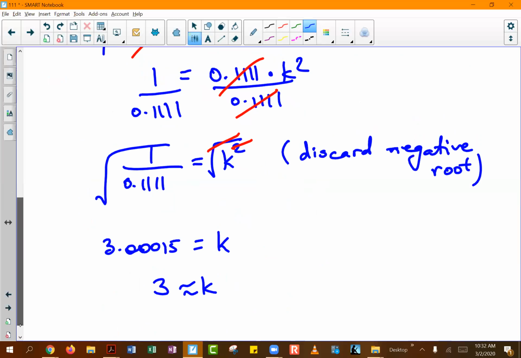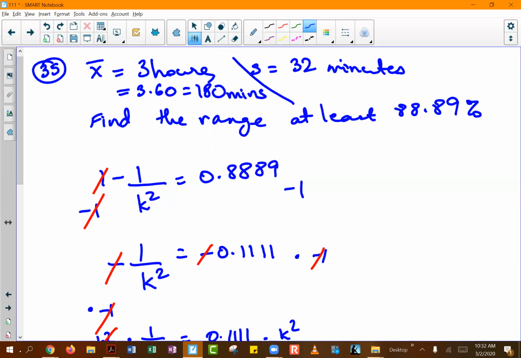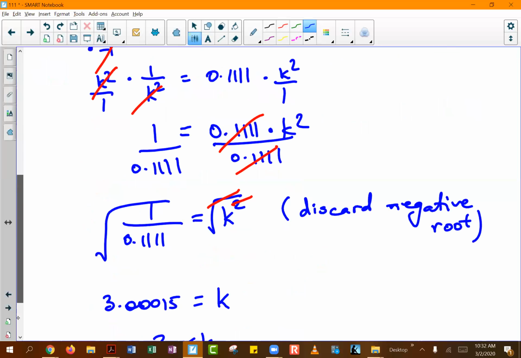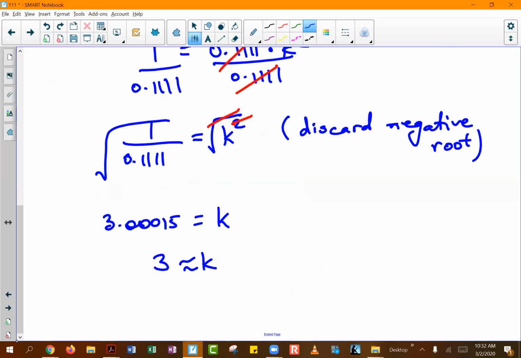Okay. We're still not done. This was just part of the calculation. We still have to find our range, right? So how do we calculate that range now? 3 standard deviations from the mean.